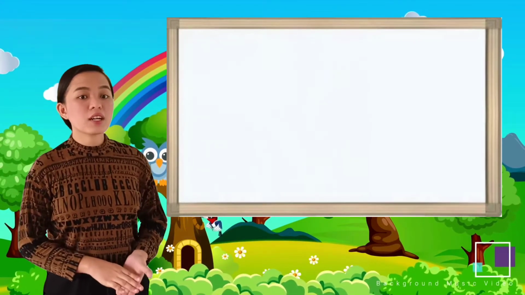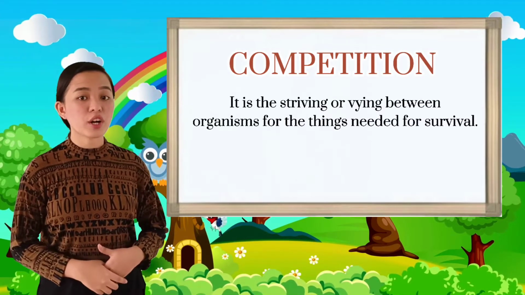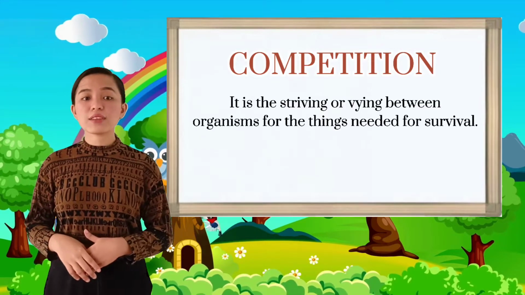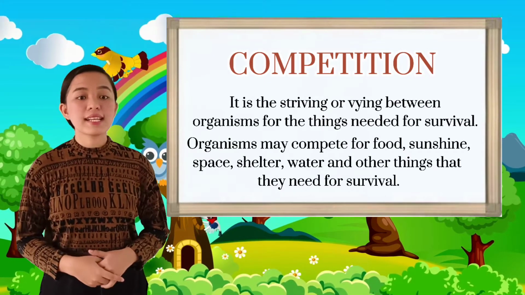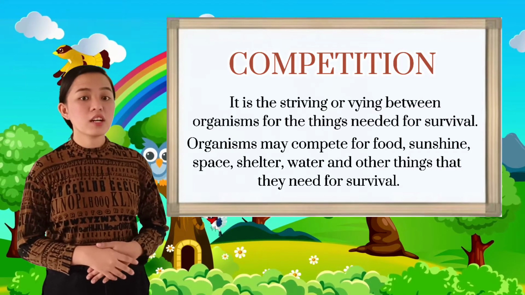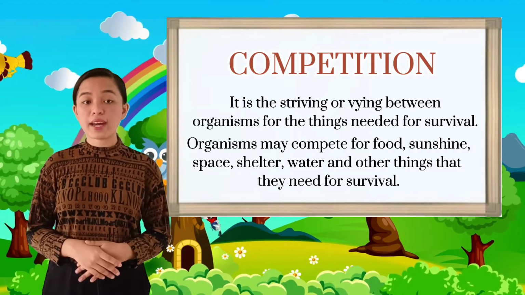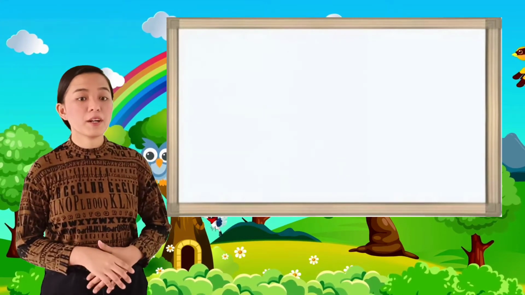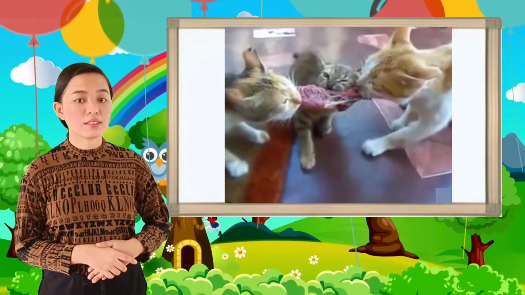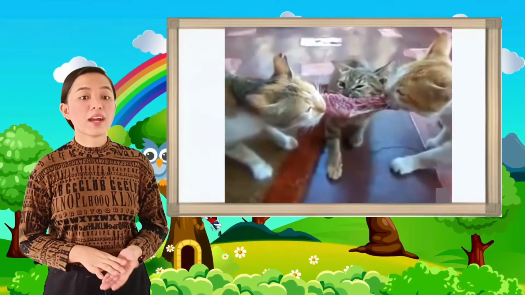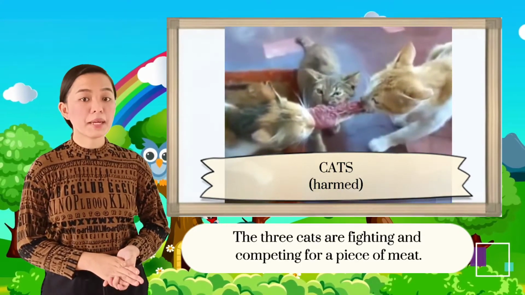The third one is the competition. Competition is the striving or vying between organisms for the things needed for survival. Organisms may compete for food, sunshine, space, shelter, water, and other things that they need for survival. So for example, take a look at this video. Now, what can you see in the video? Okay, very good. The three cats are fighting and competing for a piece of meat.